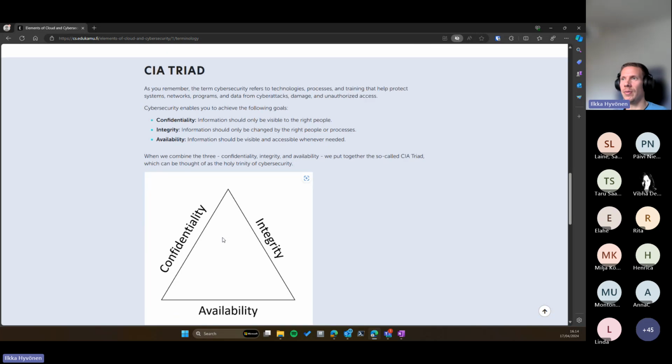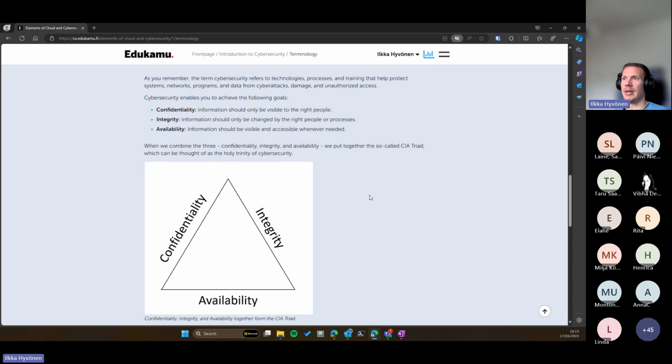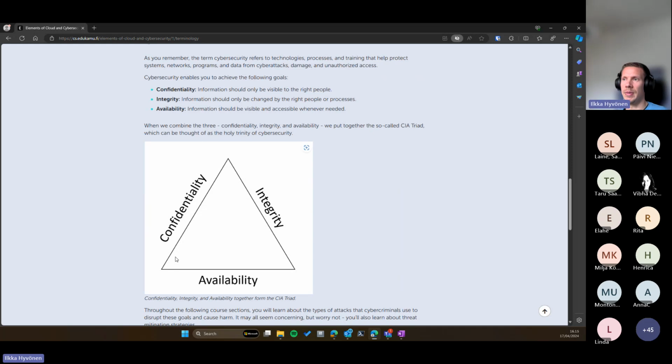And one very common and very key principle in cybersecurity and any security is this CIA triad. So these are the most fundamental protection goals in cybersecurity. So the aspects that you want to make sure that are covered. So confidentiality, basically making sure that information is only visible to the right people. Integrity, so making sure that information is only changed by the right people or processes. And availability, making sure that the information is visible and accessible whenever needed.